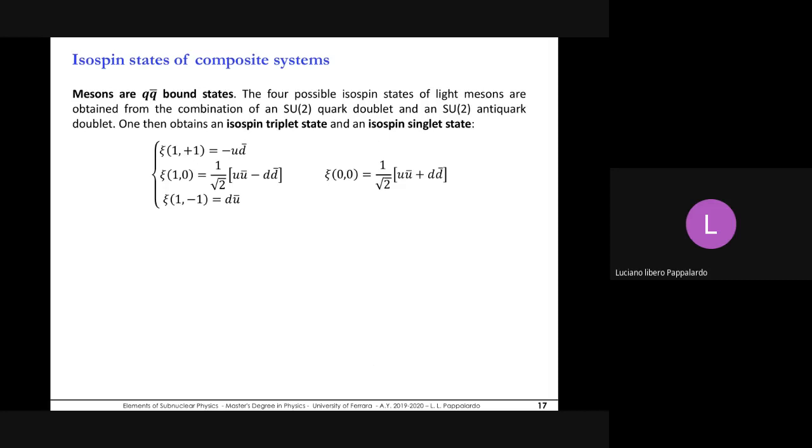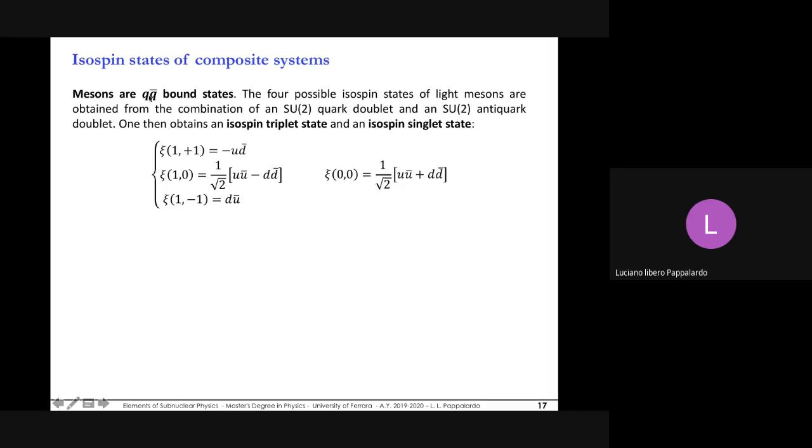So this was about baryons. What about mesons? Mesons, as you know, are q q-bar bound states, so a bound state of a quark and an antiquark. And the four possible isospin states of light mesons are obtained from the combination of an SU(2) quark doublet and an SU(2) antiquark doublet.